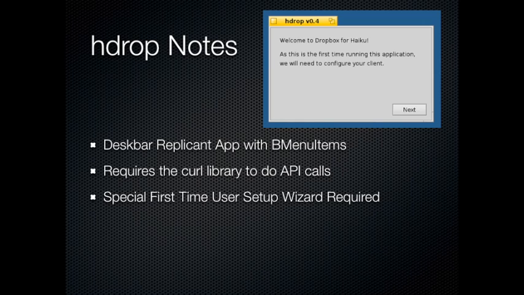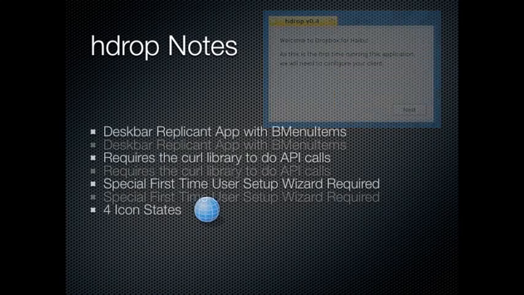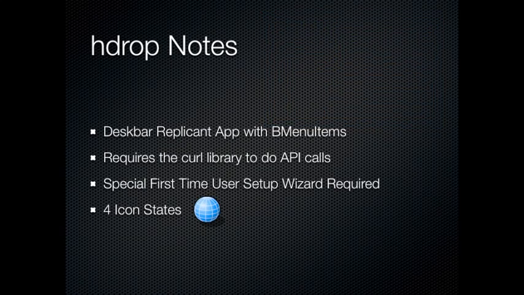During the while we'll have this first time setup wizard. The icon that's going to be up in the B menu, up in the Deskbar, we'll need 4 icon states. Now I don't know if there's anybody who's very good with the vector icons. I was struggling a little bit with, I think you need to use XRes rather than QuickRes.